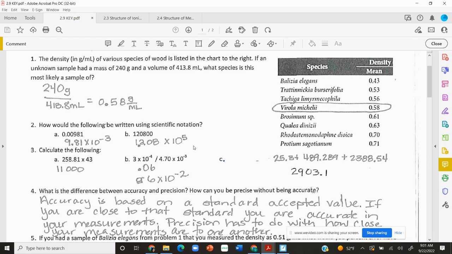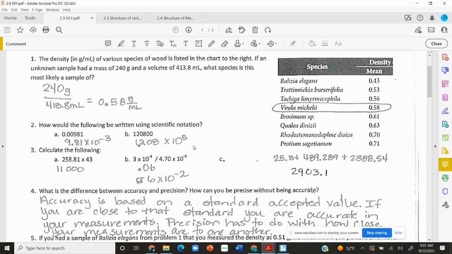When we are adding or subtracting, remember that that comes down to place value. I'm at the tenths place here. I'm at the thousandths here, and I'm at the hundredths here. So my answer could only be to the tenths. Everybody okay with those?